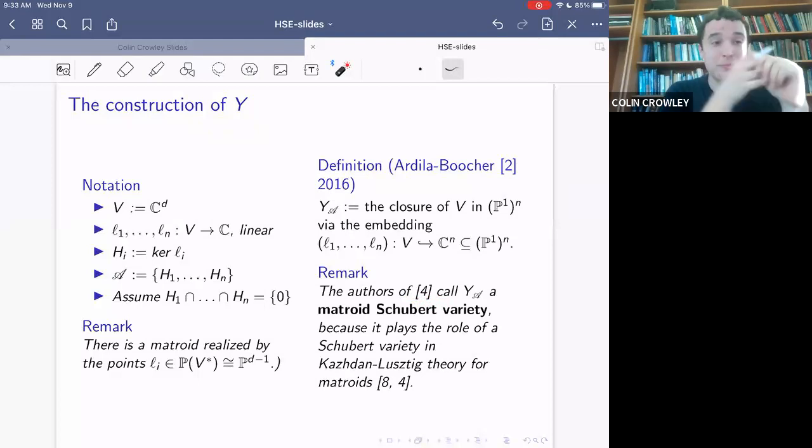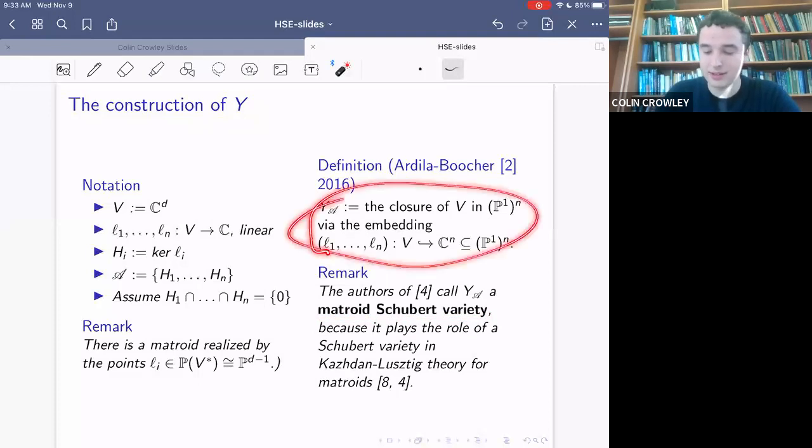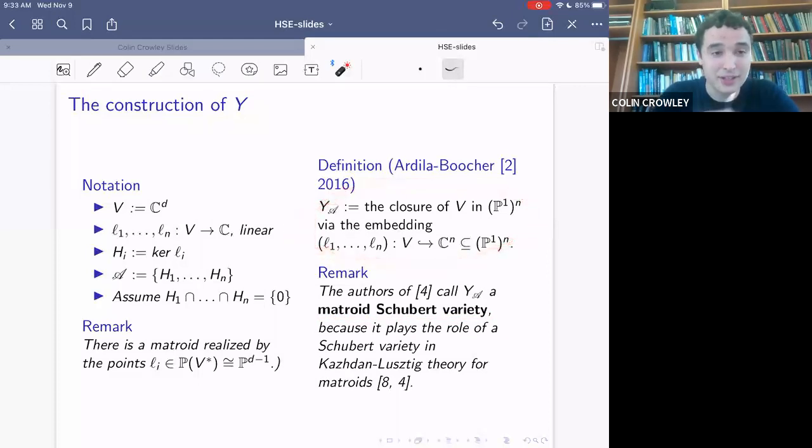Because of this other analogy that they consider, they like this so much that they call this a Matroid Schubert variety. However, it's a thematic comparison. At the moment anyway, there's no direct connection between these and Schubert varieties. So yes, this is the name, this is where it comes from, and this is what it is. Questions at this point that people have?